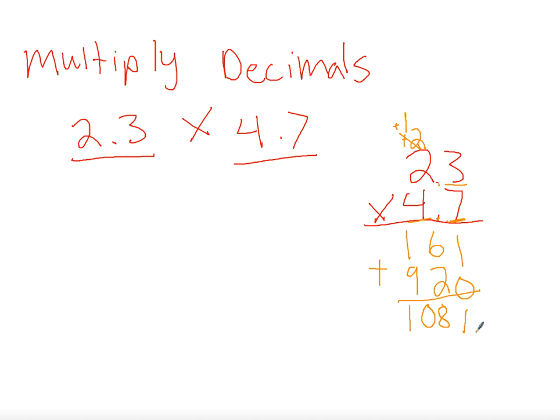So normally our decimal point will be right here, but we need to move it over 2 places since that's how many decimal places are in our problem. So 1, 2. So it's going to be 10.81. So 2.3 times 4.7 is going to equal 10.81.